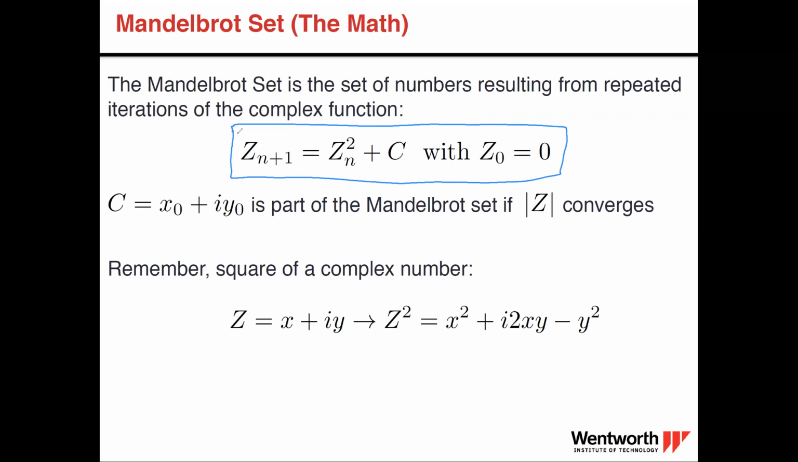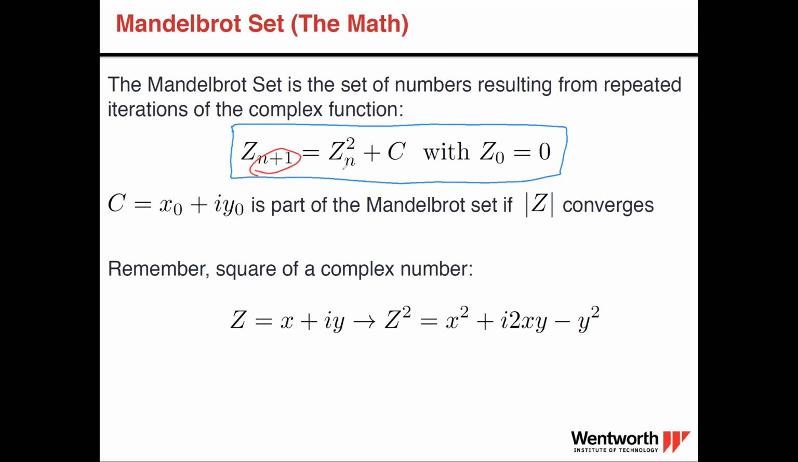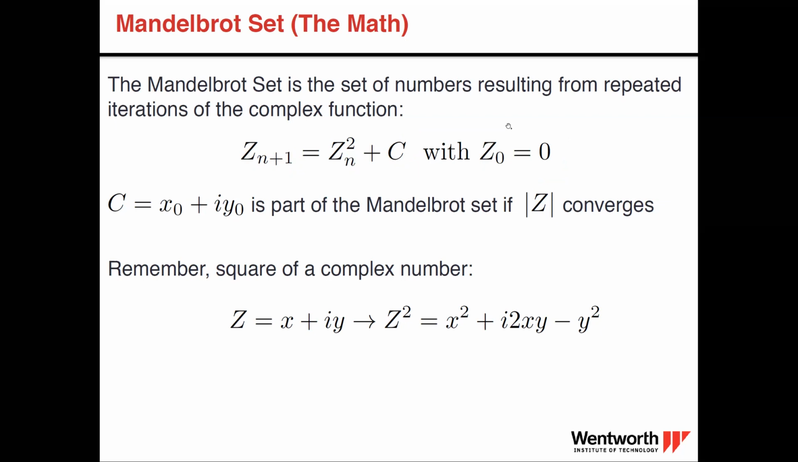That's it. The next z, so z n plus 1, is equal to zn squared plus some constant c that we get to set, and then the first z is 0. That's it. From sort of an outside view, this equation seems pretty simple. But the complication here, and the reason we can make an image out of this single equation, is because these are complex numbers.